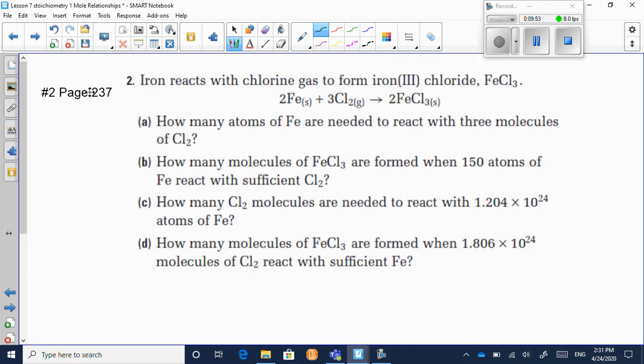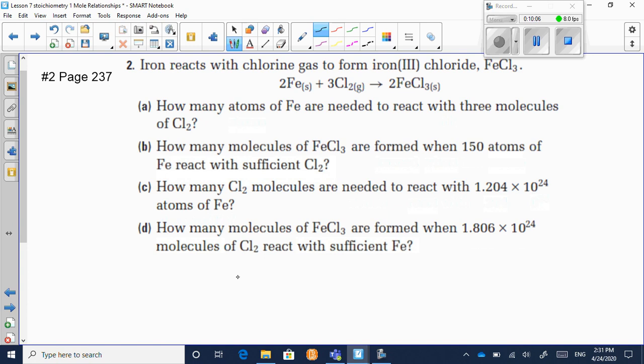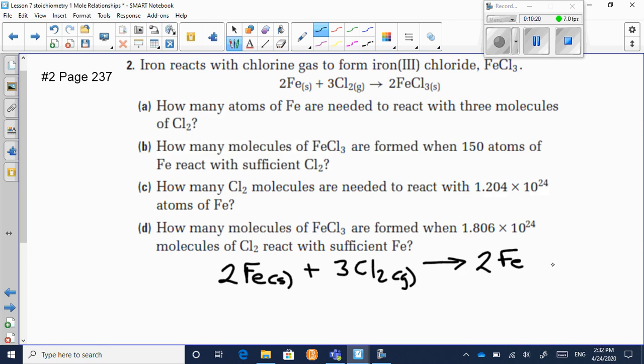So this is similar to one of your homework questions, and it says, iron reacts with chlorine gas to form iron 3 chloride, and they gave you the balanced chemical equation. So I'm going to come down here and I'm going to write that equation again just to have it with me. And I recommend that for most of these questions you start by rewriting your chemical equation. It's the key as we do these.